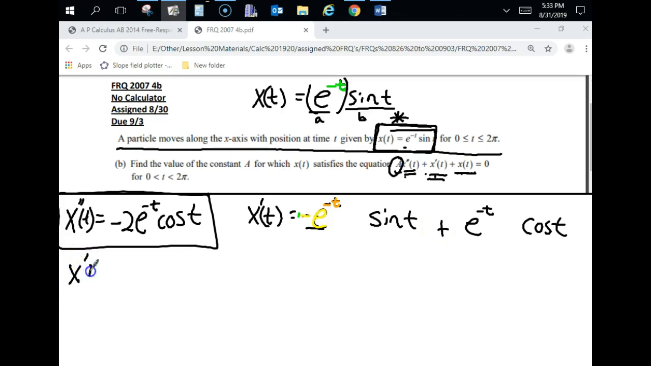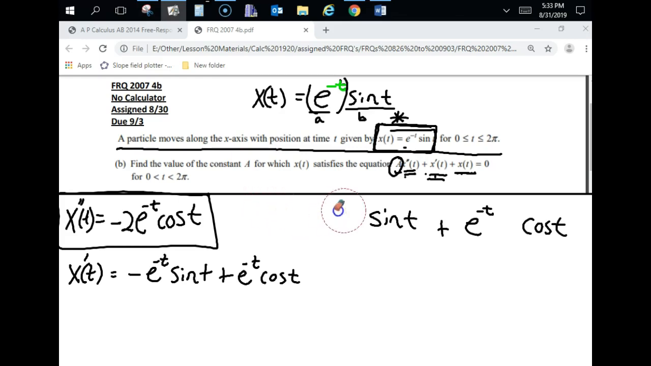So we have x prime of t. Now nothing over here simplifies because we have a negative e to the negative t sine t, and then we have an e to the negative t cosine t, and those aren't like terms, so we can't really combine those at all. But there's that. Okay, so here's where things get a little bit interesting. I want to take this expression here and I want to replace these x primes and x's with what they are. So here we go.